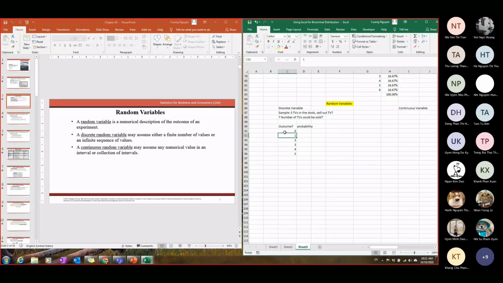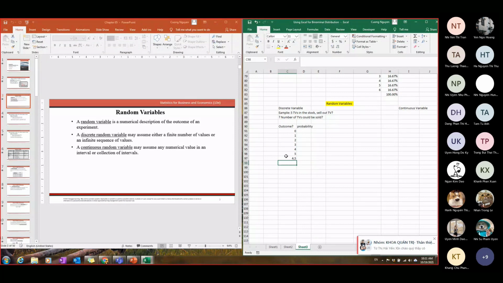That's not my day, so I cannot sell anything. So can I sell up to 6? No, because I just have 5 in the inventory, right? So I cannot sell 6. Can I sell 4.5 TVs? No, because a TV cannot be divided into a half. We cannot divide it in half, so that's very easy.